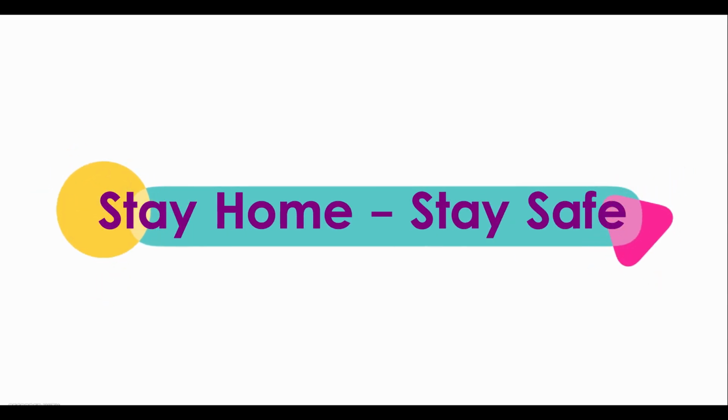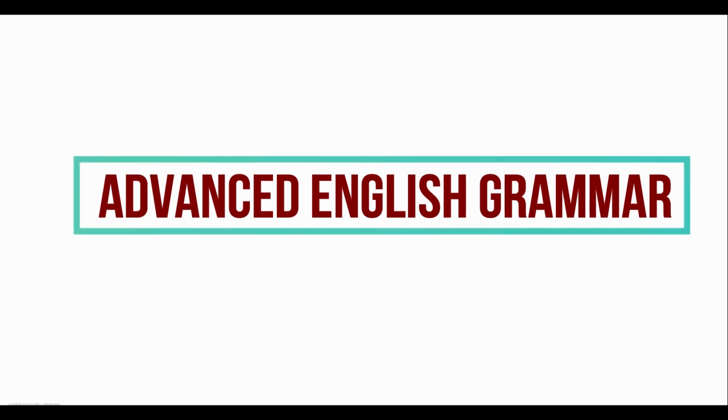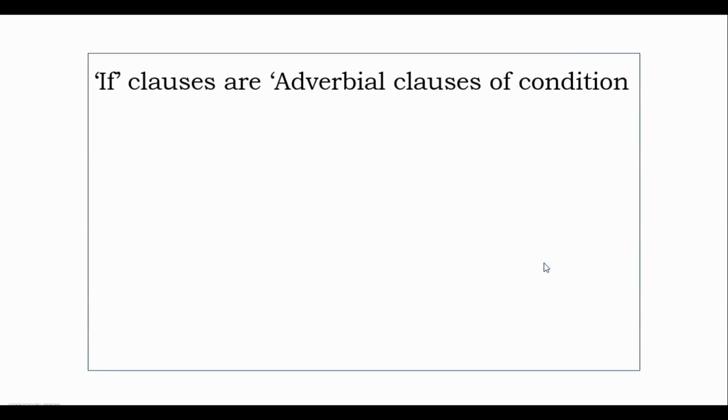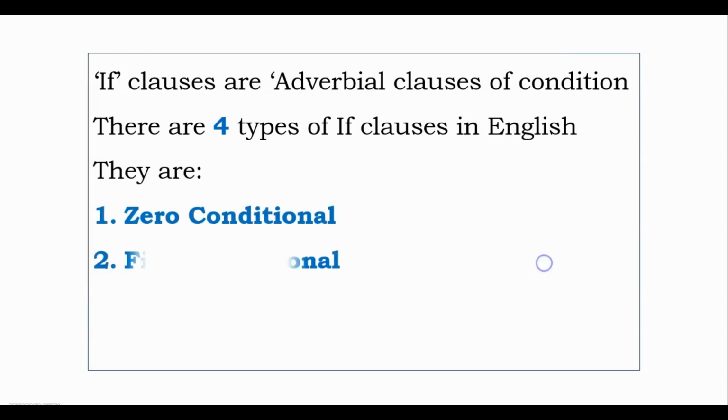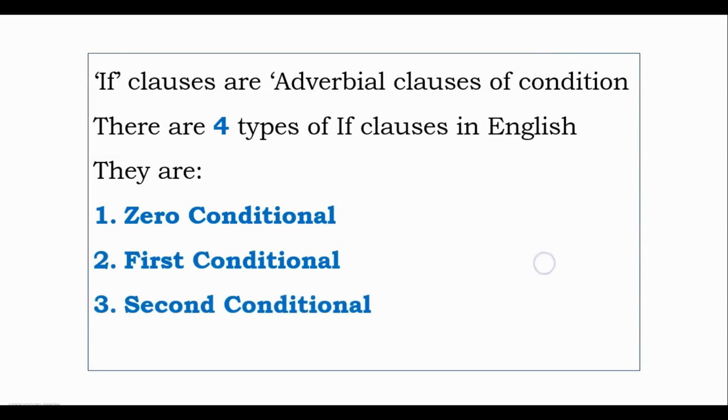In today's session, we are going to learn about an important topic of advanced English grammar, that is if clauses. If clauses are adverbial clauses of condition. If itself is a condition. There are four types of if clauses in English. They are zero conditional, first conditional, second conditional and third conditional.